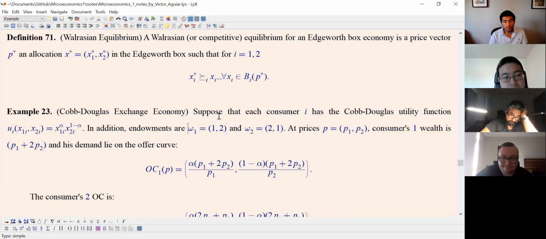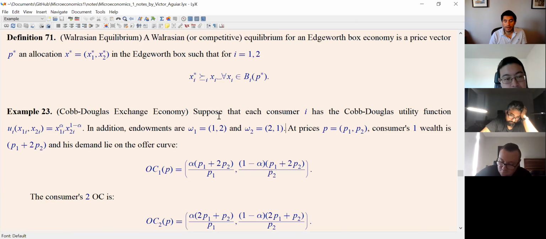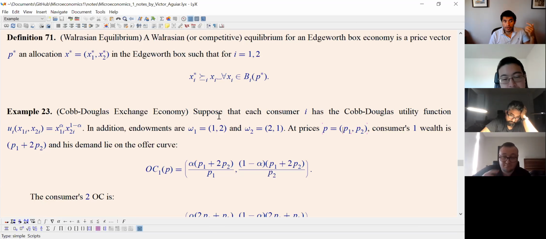Now, what are the endowments? So you have two apples, two oranges. Individual one has how much? Has basically one apple, two oranges. Individual two has two apples, one orange. Okay. And then we're looking for a price that pretty much creates this mutually beneficial trade.